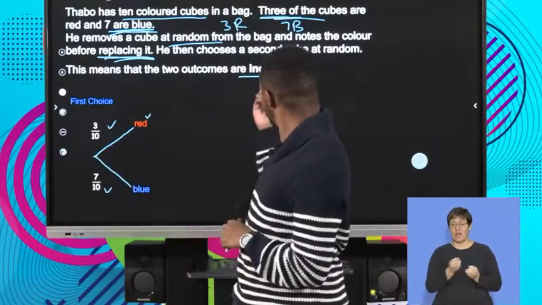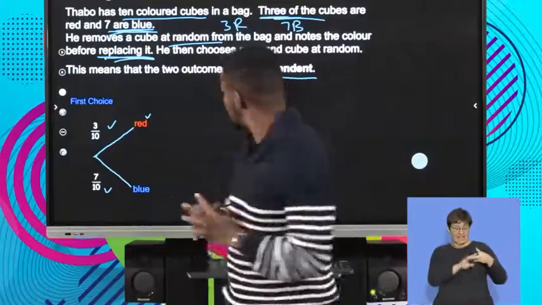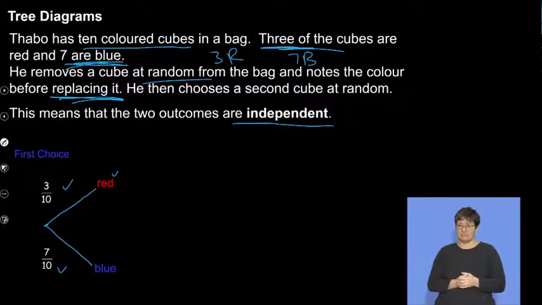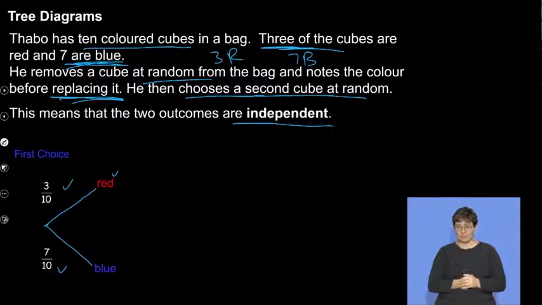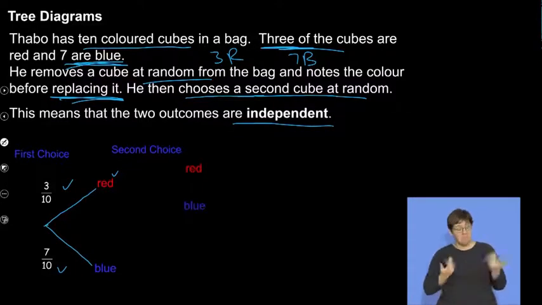And how many times do we do this? Twice. It states he then chooses a second cube at random. Then we're going to choose another one. We replace it and we do it again. What do we get? For the second choice, we can still get red or blue. Doesn't matter. I'm getting red for the first time, but I replace it. I can still get red, or I can get blue.